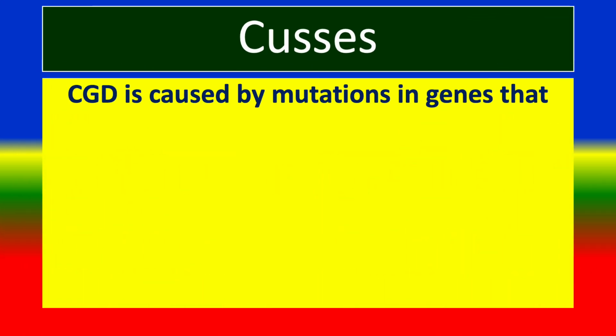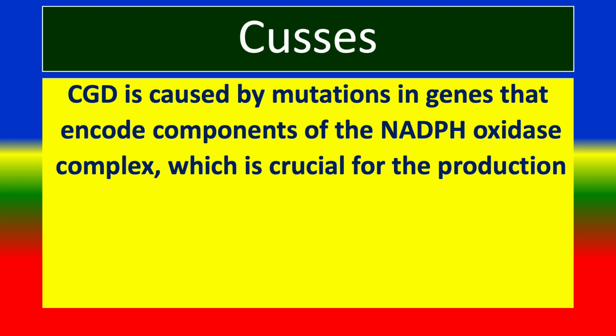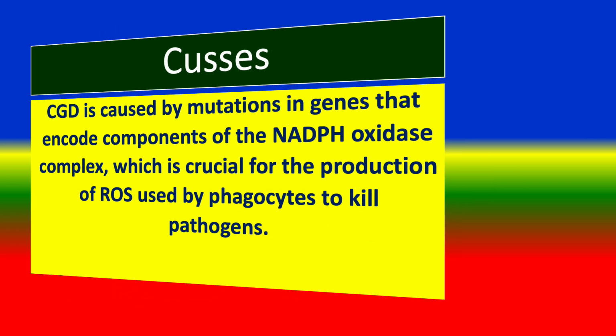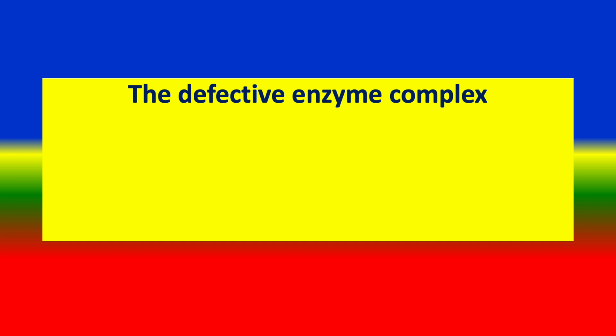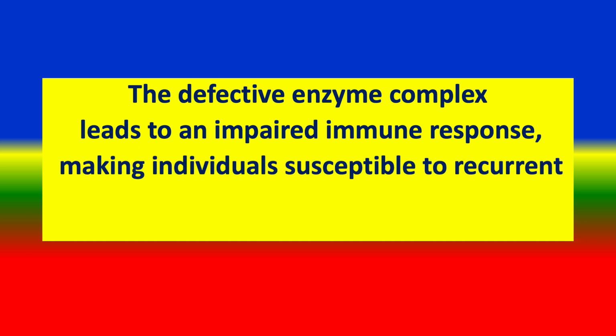Causes: CGD is caused by mutations in genes that encode components of the NADPH oxidase complex, which is crucial for the production of ROS used by phagocytes to kill pathogens. The defective enzyme complex leads to an impaired immune response, making individuals susceptible to recurrent infections.